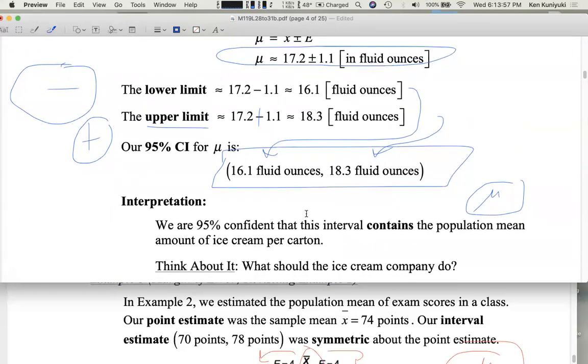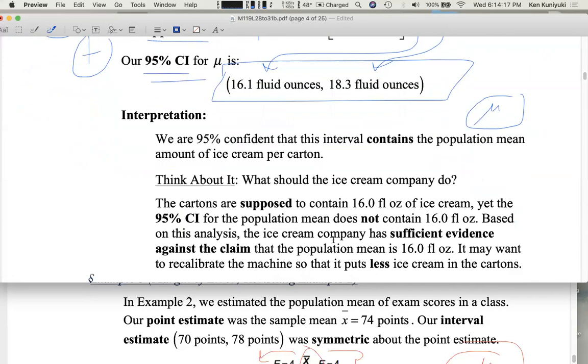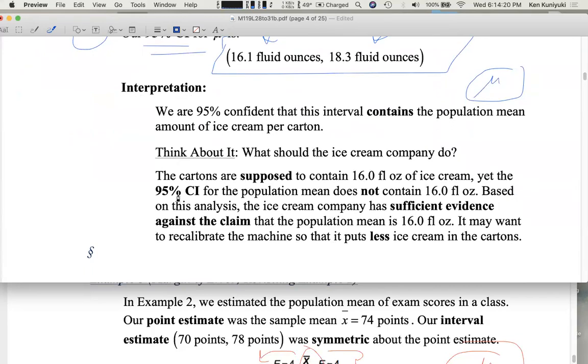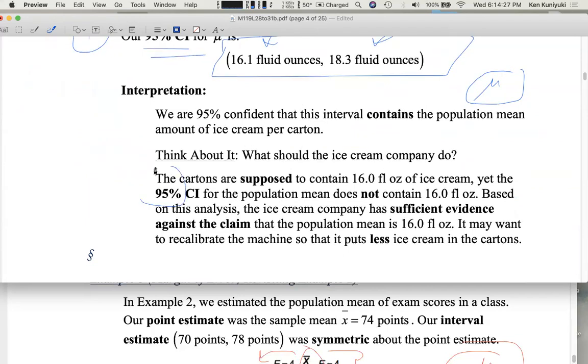In fact, notice here, this interval does not contain 16.0 fluid ounces. So if anything, we're very sure that the 16.0 fluid ounces is out of whack. We're very, very confident, in fact, that this machine is putting too much ice cream in the cartons on average. So what should the ice cream company do as a practical strategy? Well, the cartons are supposed to contain 16.0 fluid ounces of ice cream, yet the 95% confidence interval here, that's a very high confidence level, does not contain 16.0 fluid ounces.